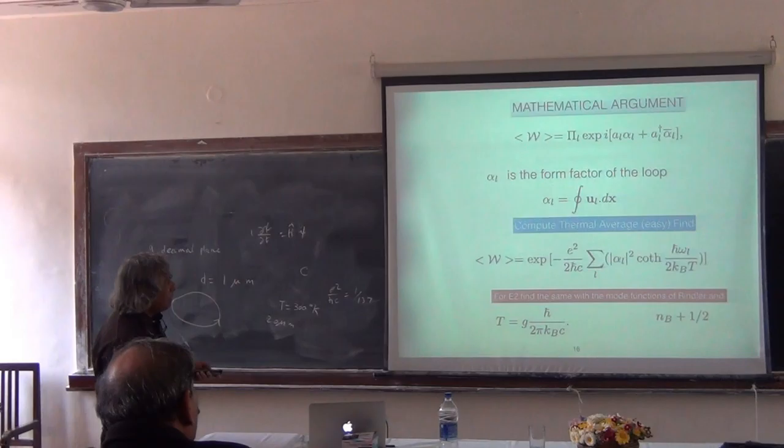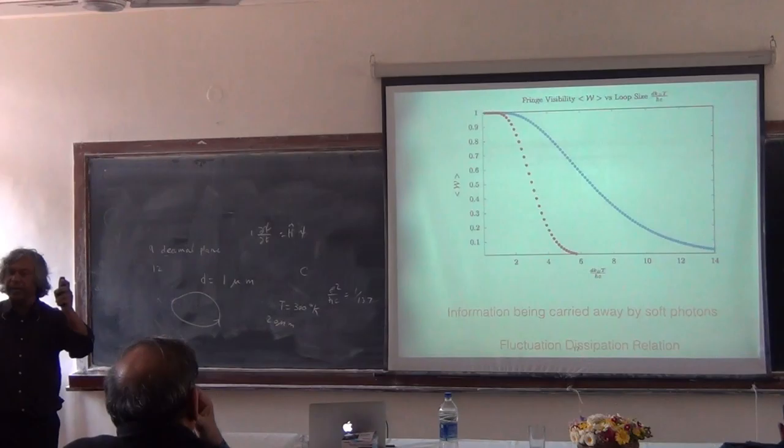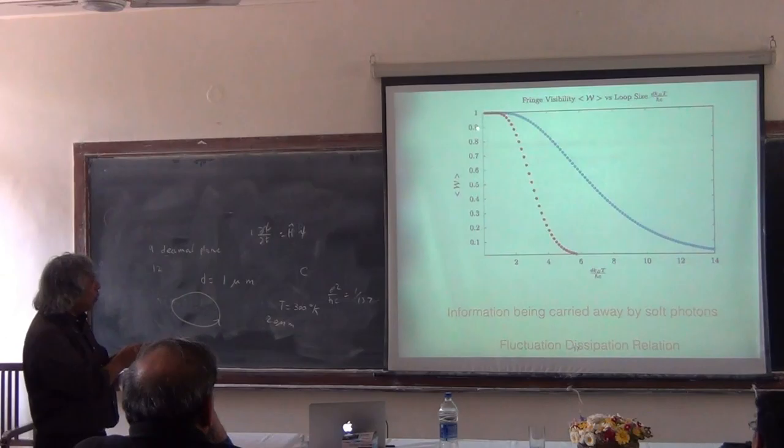And then there's some quantity that depends on the temperature and the frequency of the mode. This is k_B T there. And this alpha here is a quantity that's related to the size of the loop. It's called the form factor of the loop. It's essentially the Fourier transform of the loop. And it comes over here.